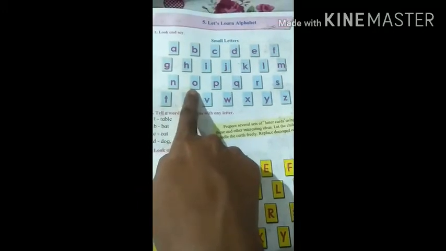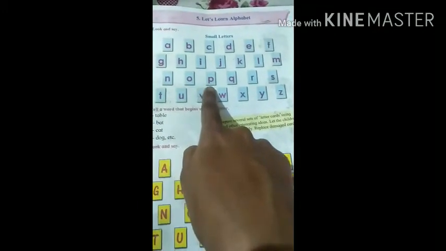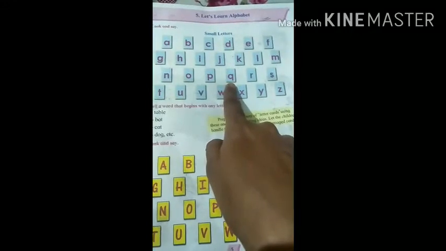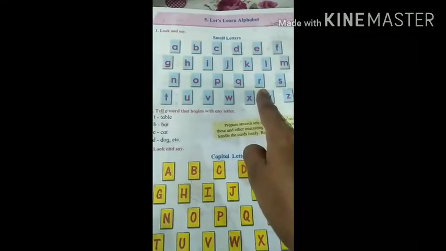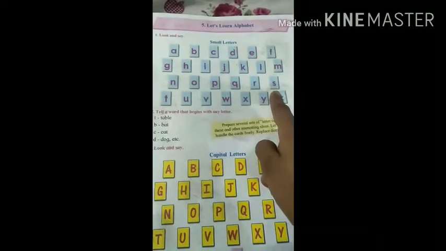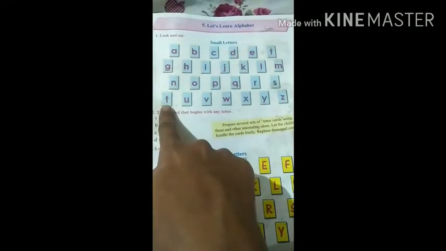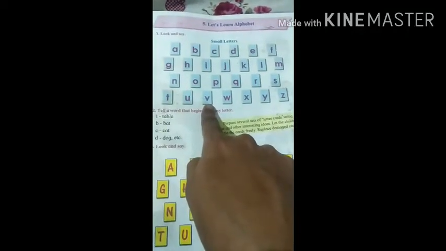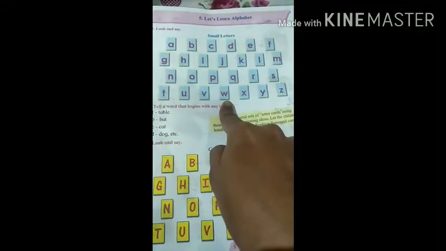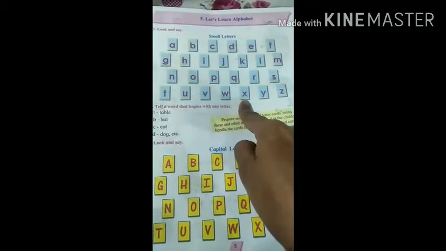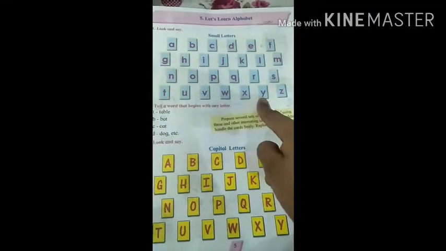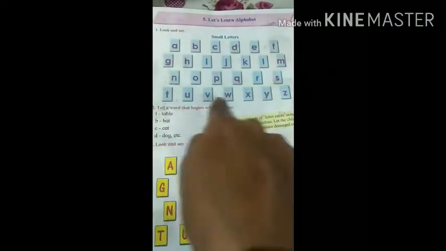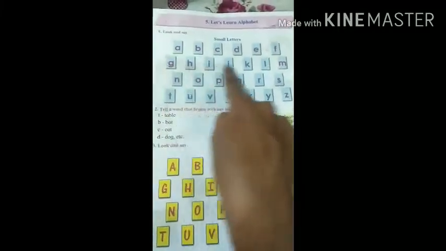small n, small o, small p, small q, small r, small s, small t, small u, small v, small w, small x, small y, small z. There are 26 alphabets, and this is the sequence of these alphabets.